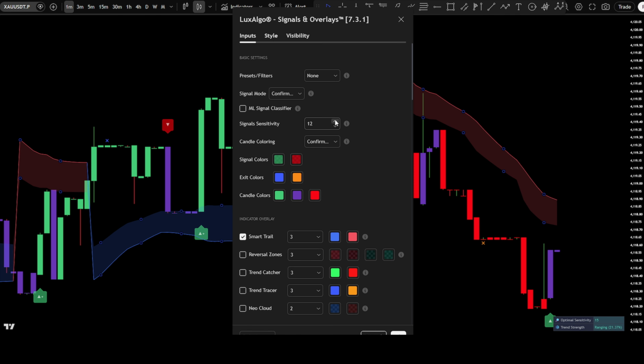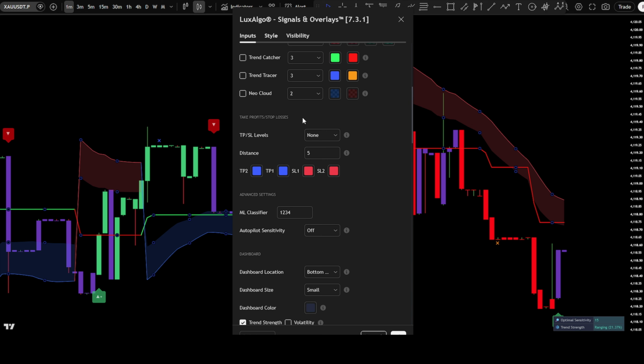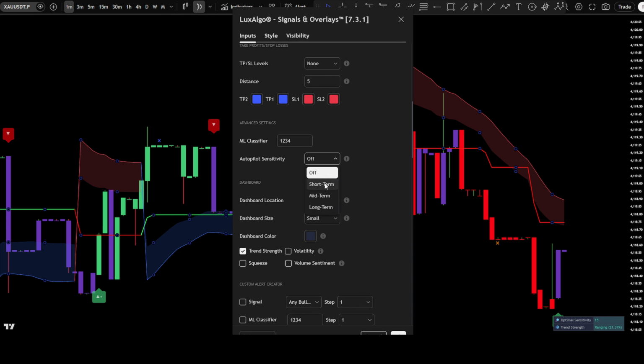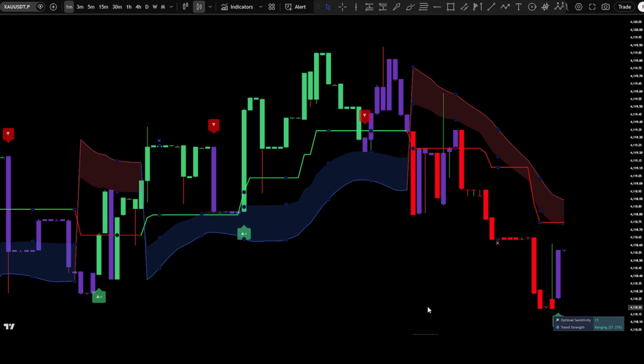Once the indicator is loaded, click the Settings gear icon. Under Presets and Filters, select the Trend Trader preset. For the signal mode, select confirmation and exits. Then scroll down to the advanced settings and enable autopilot sensitivity. Set the autopilot sensitivity to midterm. Once everything is selected, click OK, and the indicator is ready.